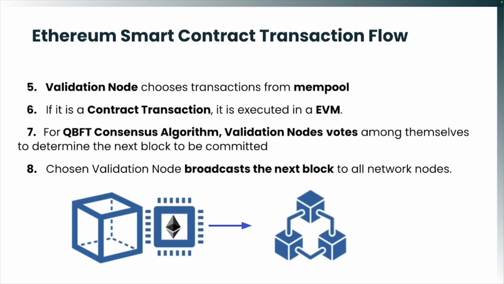Then the validator node selects transactions from the mempool, normally prioritizing those with higher gas fees. If the transactions involve executing a smart contract, the Ethereum Virtual Machine processes the contract's logic. In permissioned networks that use consensus algorithms like QBFT, validators vote to determine the next block. Once a block is created, it is broadcast to all nodes in the network. At this point, the blockchain state is updated across the network and the transaction flow is complete.